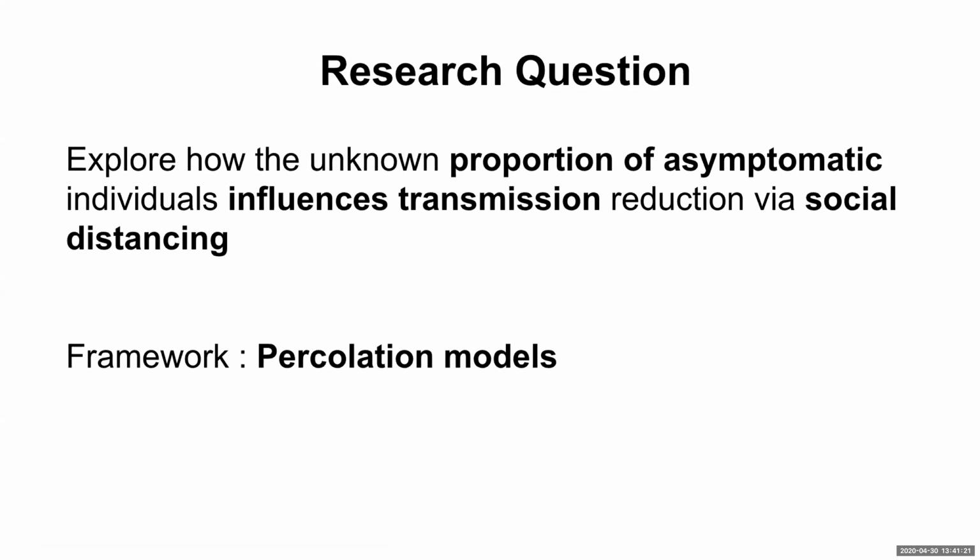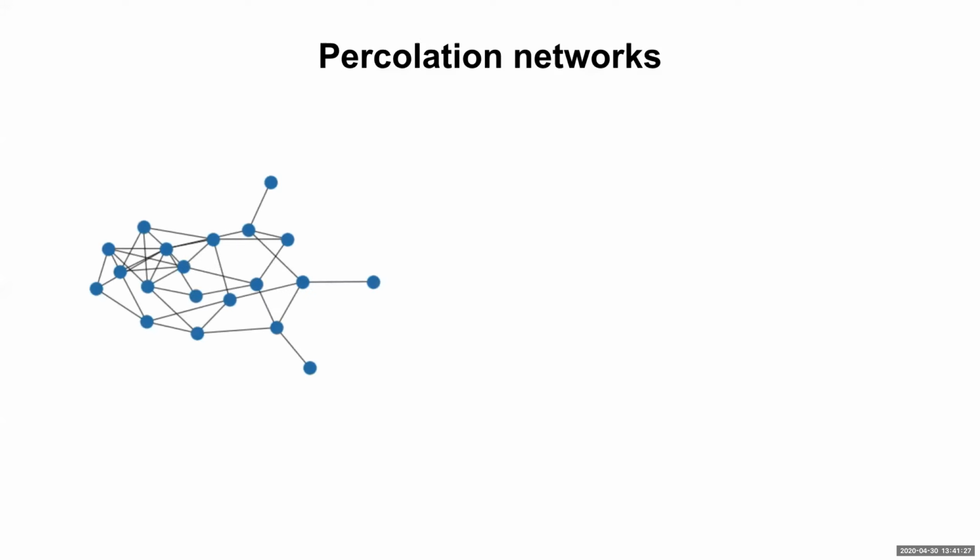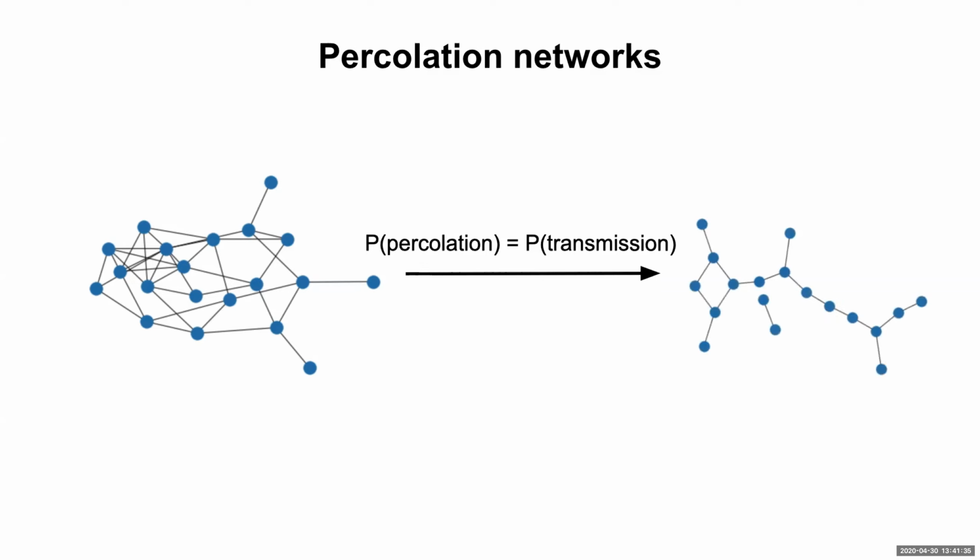The framework that we use is the percolation framework. So what are percolation networks? Basically, given a network, we go through every edge of that network and we keep that edge with a probability equal to the transmission rate of the disease, and we delete it otherwise. The resultant network is called the percolation network, and it consists of all the edges that for sure will spread the disease from one end of the edge to the other if either of the nodes gets infected.